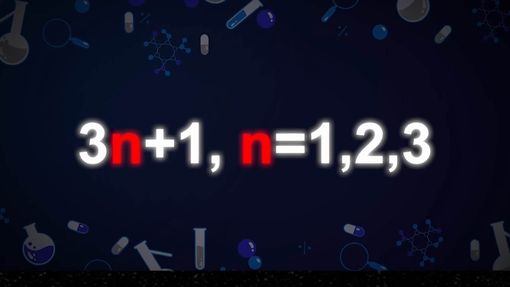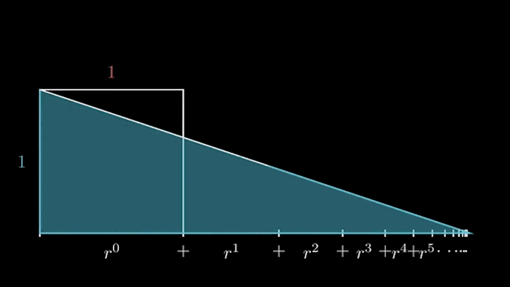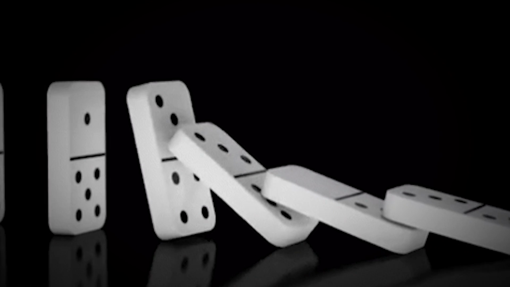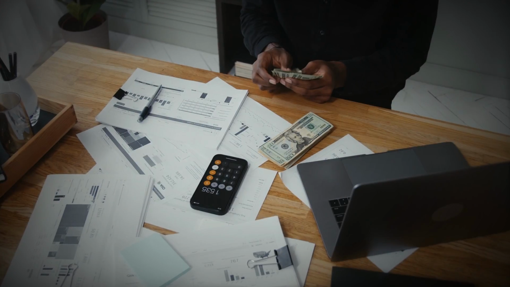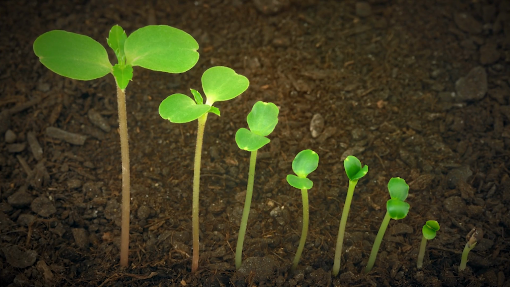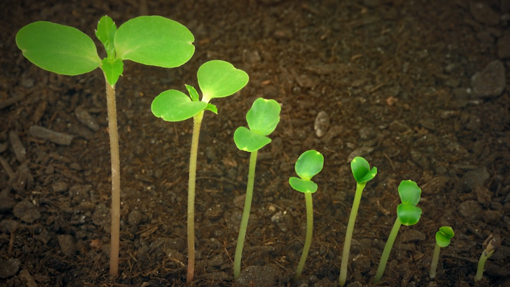Finally, we have sequences and series, which are basically numbers that follow specific patterns and rules. Imagine a row of dominoes falling one after another, or the interest of a loan. These are examples of sequences and series, showcasing how mathematical concepts exist in our daily lives.